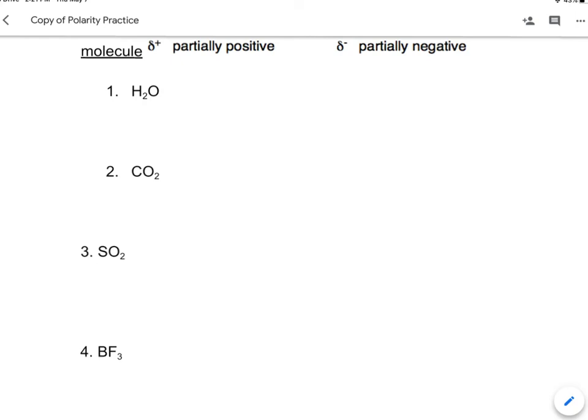In this video, I'm going to be showing you the answers to the odd-numbered problems on this polarity practice. So the first one we have is H2O, water, where we'll have the oxygen and the two hydrogens. I'm just going to put the letters in them rather than coloring them.